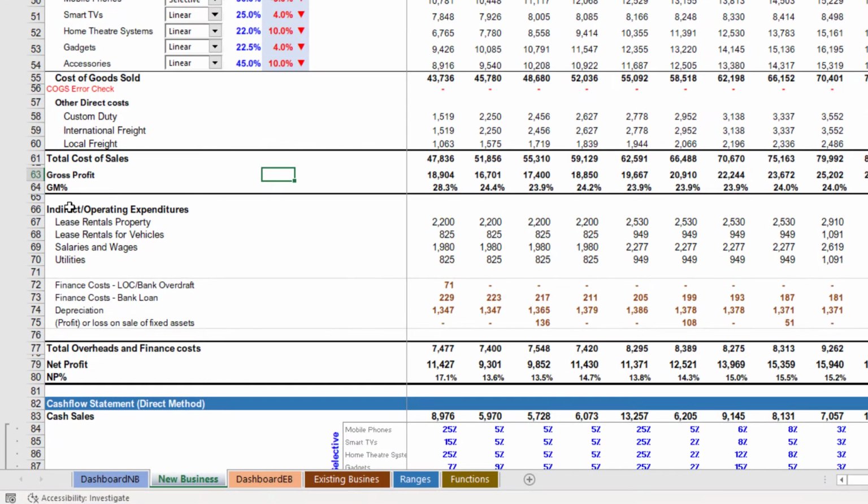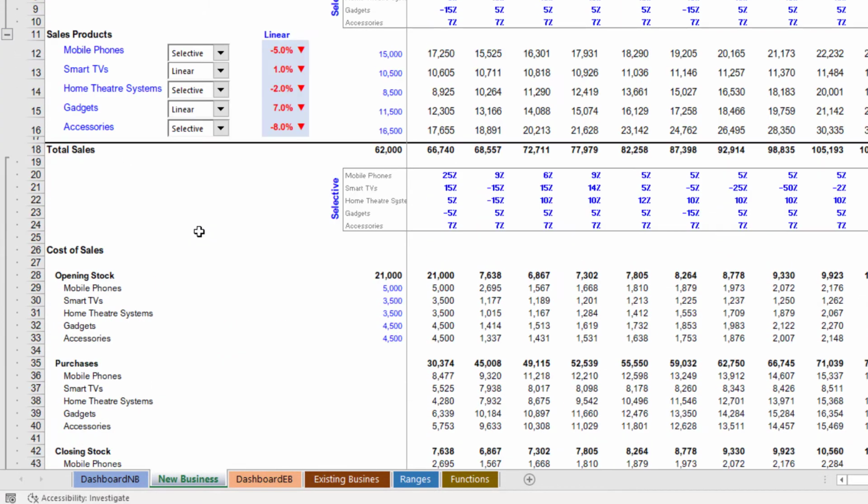Now below gross profit, we have indirect operating expenditure. So these are indirect expenditure, like here we have a lease rental for property, lease rental for vehicles, salaries and wages, utilities. So these costs are for your indirect form of expenditure.